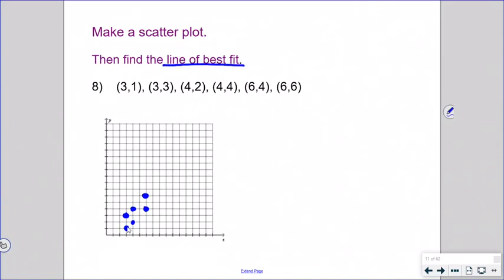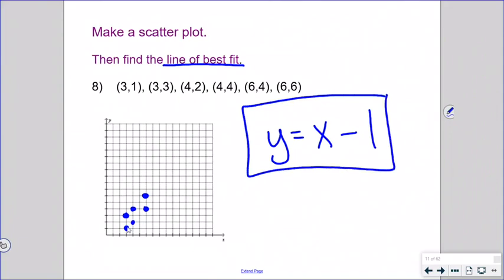The equation for the line of best fit is y equals 1x. We'll just say y equals x plus -1. So we'll just say -1. That is your line of best fit. So again, if you need to rewind this, teacher, if you need to rewind this, please do.